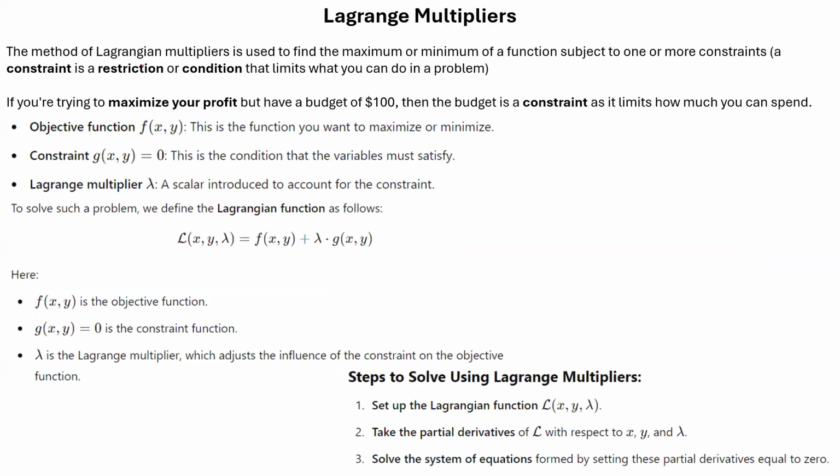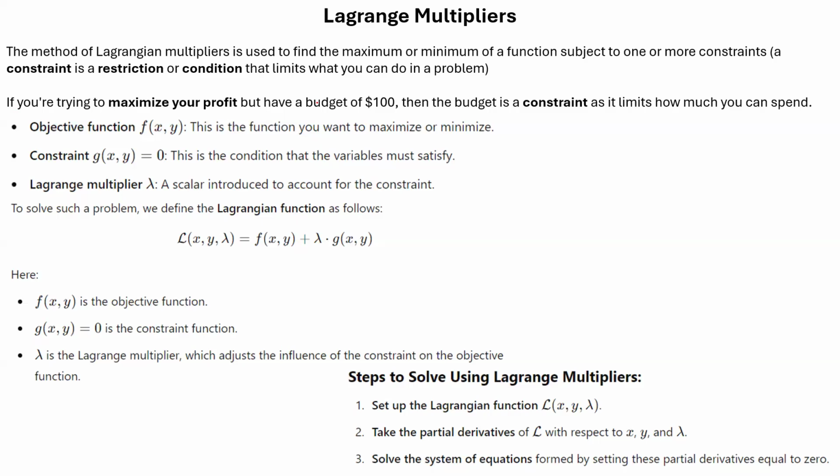So for solving such kind of problems, we use Lagrangian multipliers. The method of Lagrange multipliers is used to find out the maximum or minimum of a function. So these are also used to find out the maximum and minimum of a function subject to one or more constraints. What is a constraint? Constraint is just a restriction or condition that limits what you can do. It limits the values of the critical points. So this is just an example of that constraint. Like, if you're trying to maximize your profit, but your budget is $100. So the budget is a constraint to your problem.